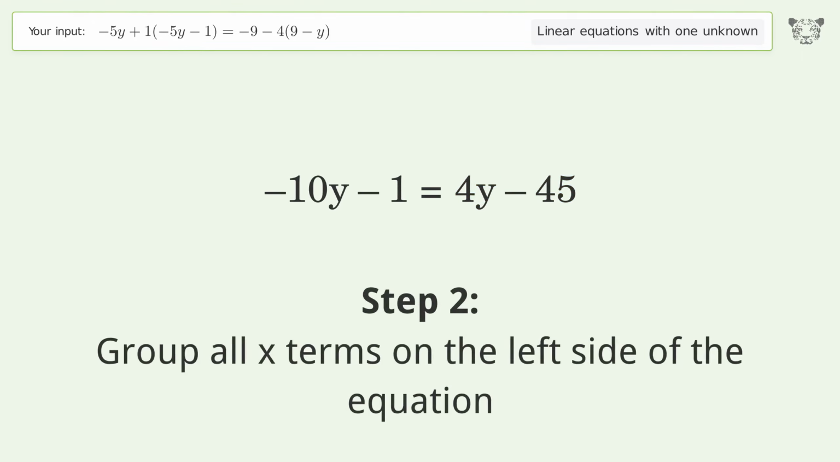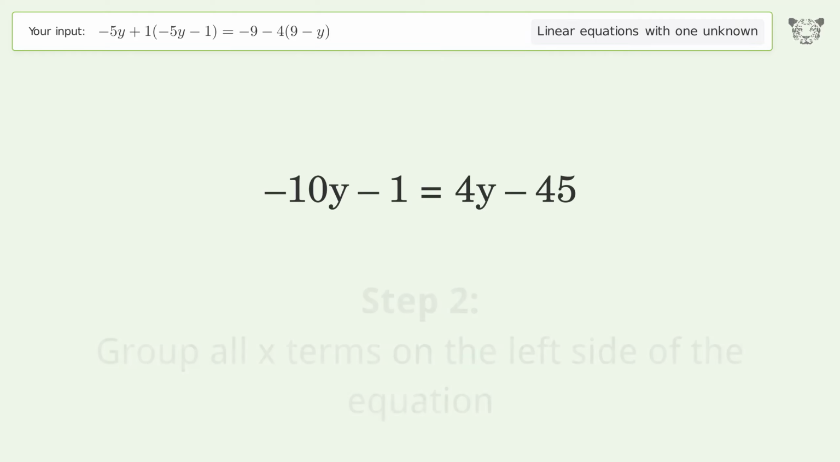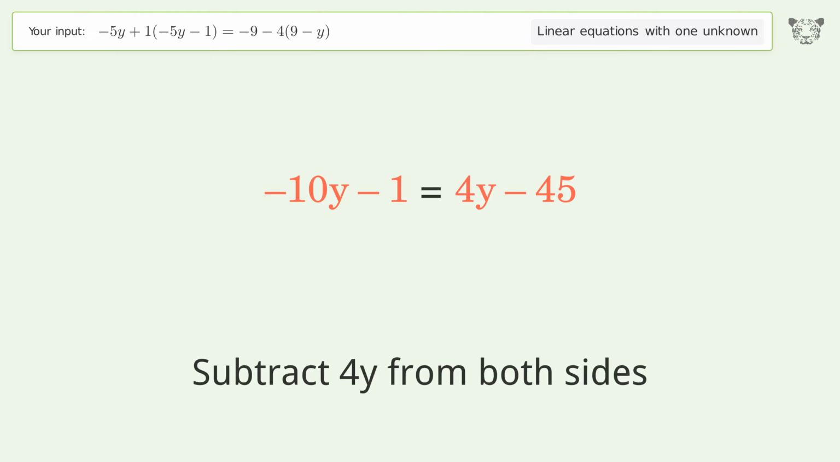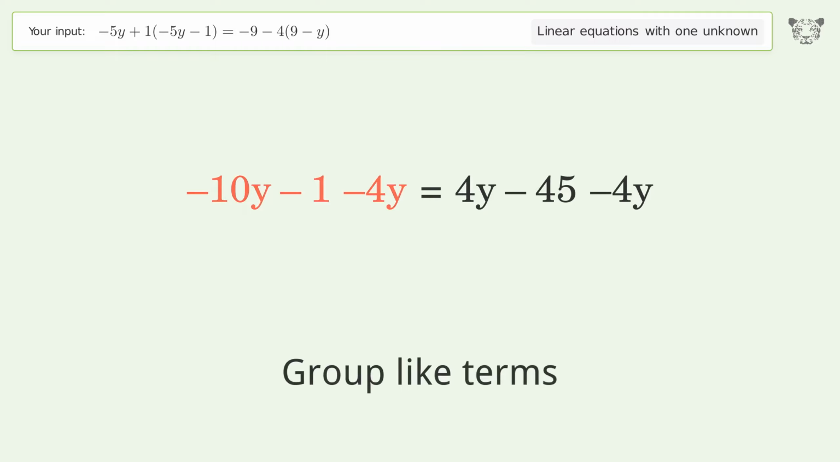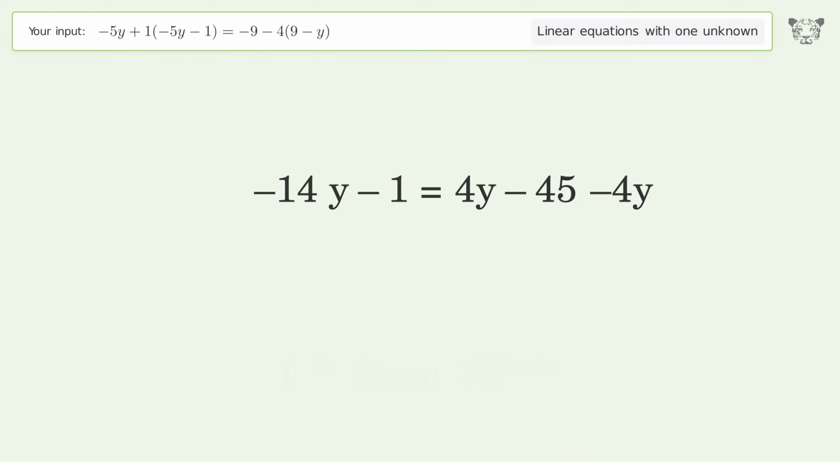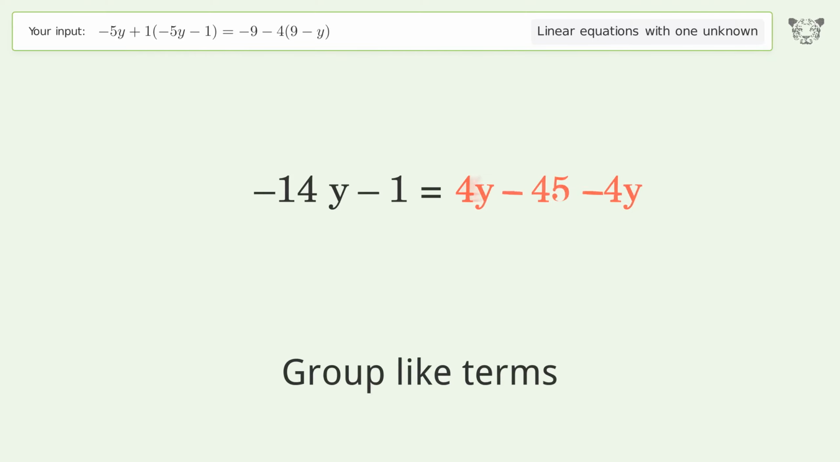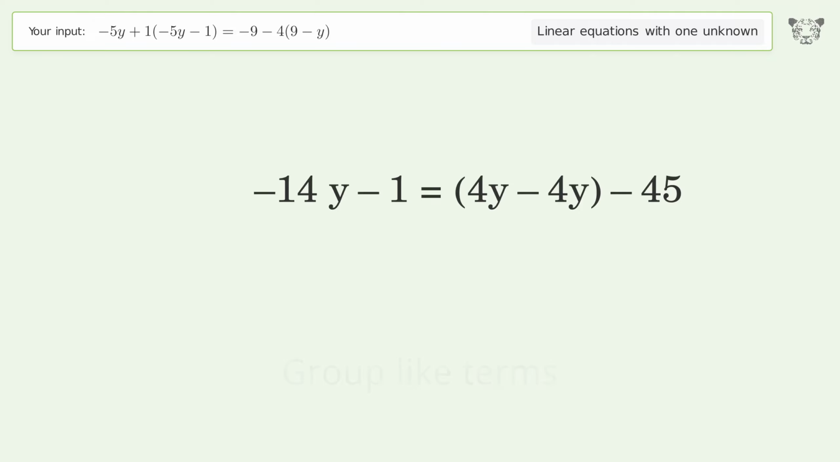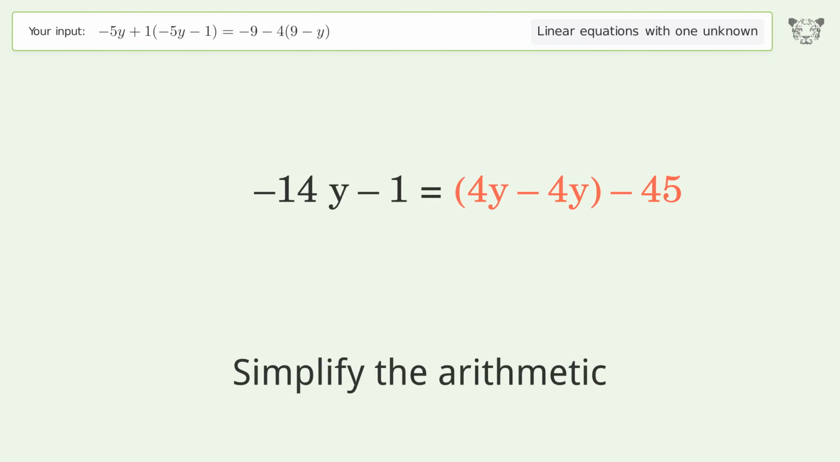Group all x terms on the left side of the equation. Subtract 4y from both sides. Group like terms. Simplify the arithmetic. Group like terms. Simplify the arithmetic.